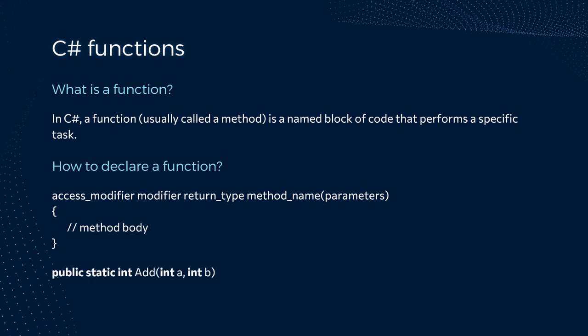Now let's look at one example: public static int Add, and then we have two parameters here, int a and int b. We can have n number of parameters, or we can have 0 parameters also. Now what is the meaning of this? Let's understand what is happening. We are taking two parameters here, adding these two values in a variable, and then we return it.